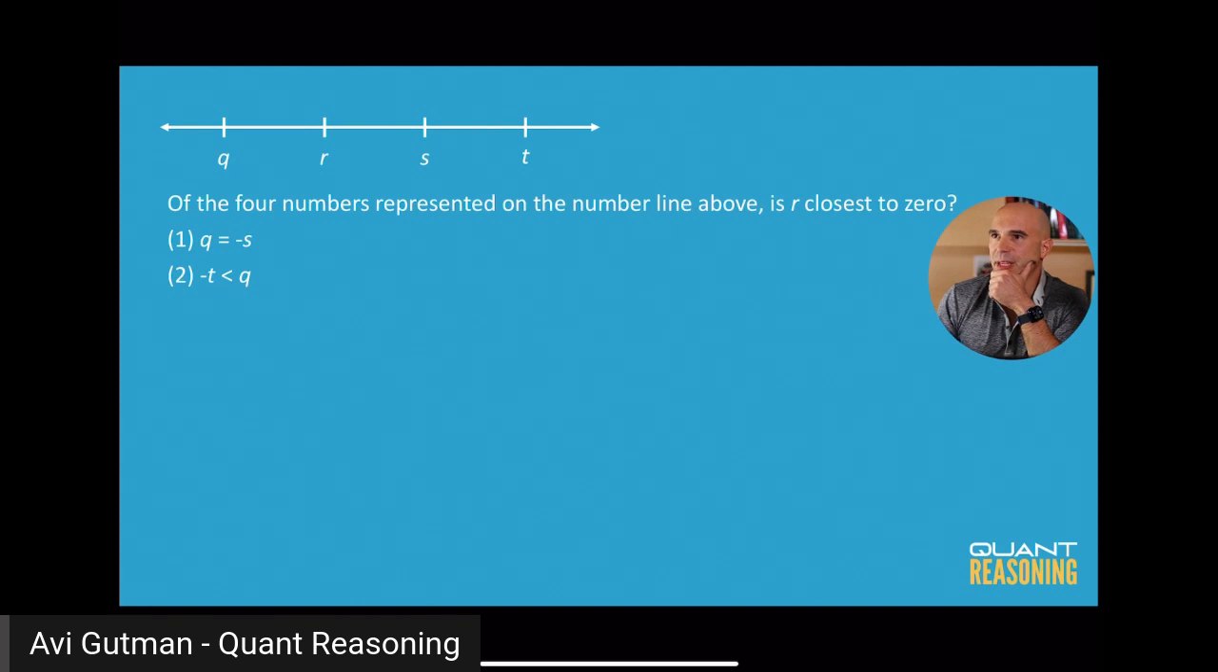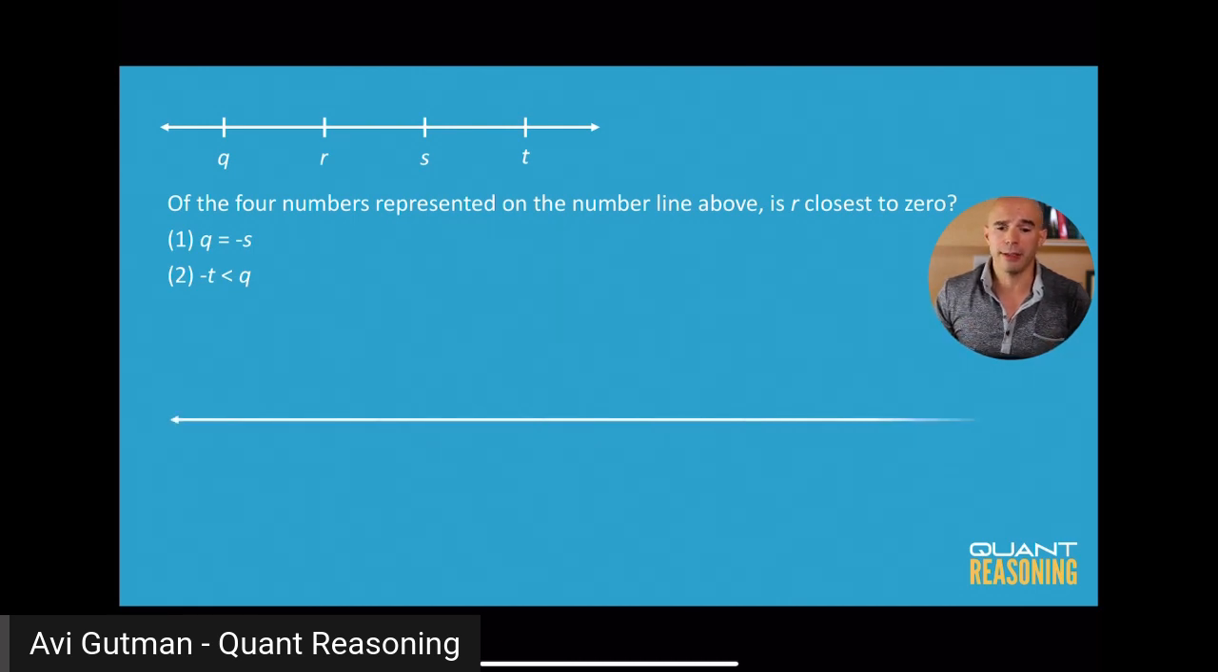All right. So data sufficiency. We have these four numbers on the number line. I know they look like they're equidistant, like it's an evenly spaced set, but we can't take that for granted. It just looks that way. What we can take for granted is the relative order. So for sure, Q is on the left, followed by R, followed by S, followed by T. That's for sure.